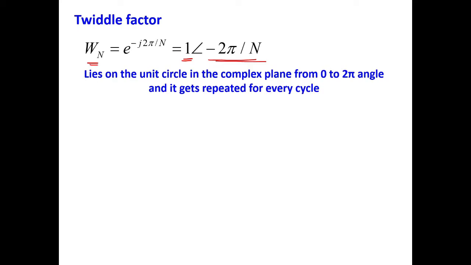What is its significance? Can anyone tell me? No? E to the power j x theta, say for example. So we say that x is this thing and this one, the phase, is theta. So what is this x?